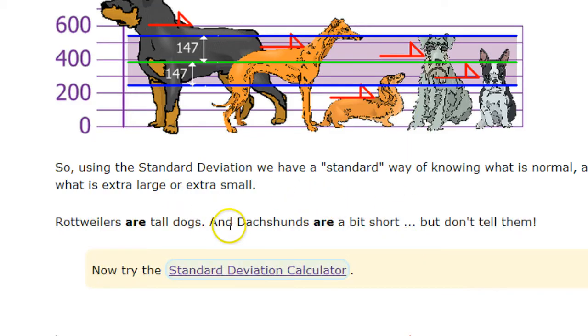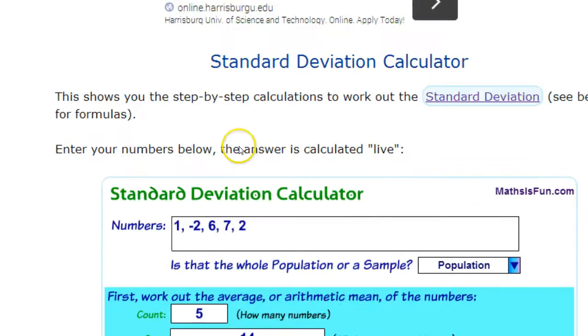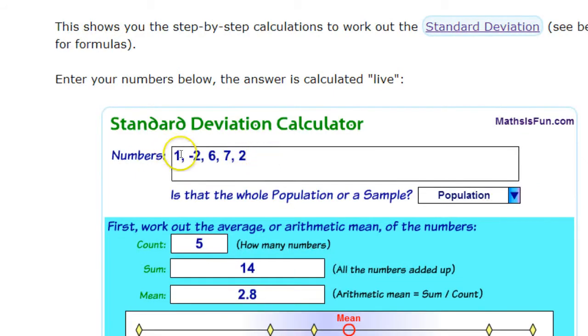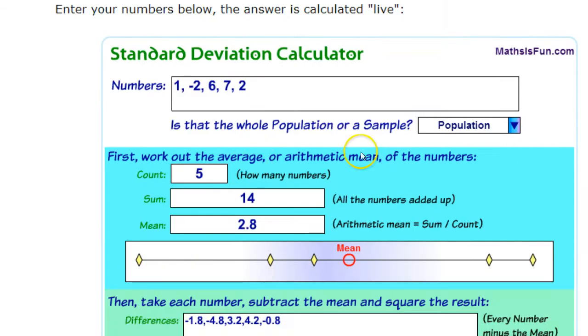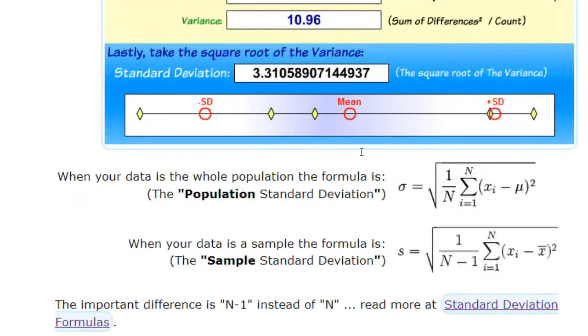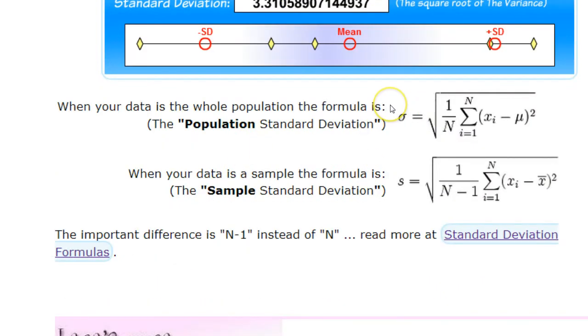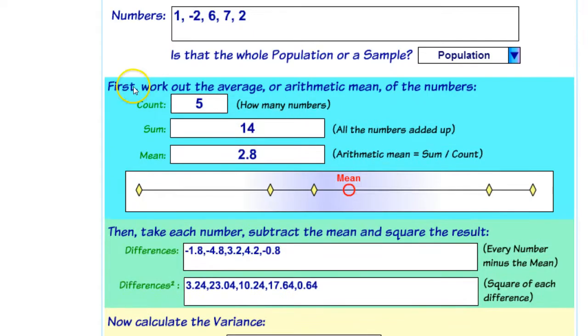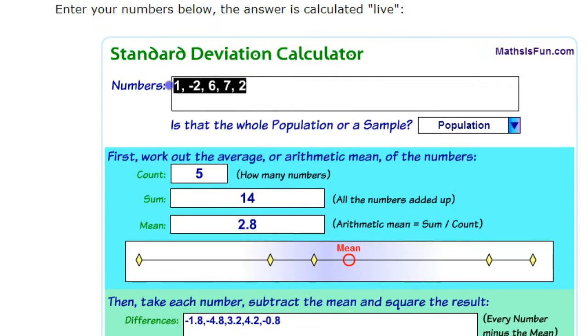Now, I also love mathisfun.com because they have an amazing standard deviation calculator. By amazing, I mean they have the information set up and they take you through each process. This does come back to the question I asked in the live lesson: why are there two different formulas? You can read more about it here, but basically when you put your numbers into here, you would actually calculate everything in there.